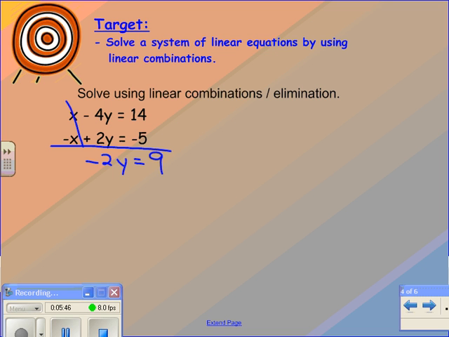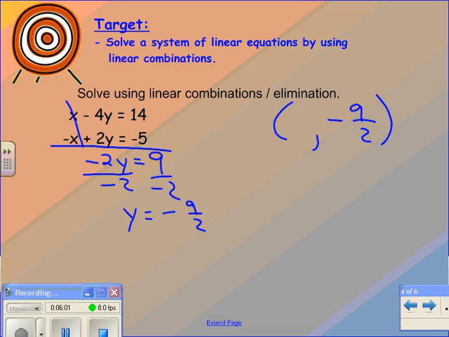So now I have to divide both sides by negative 2 to give me a y value of negative 9 halves. And so I'm going to make my little ordered pair here and put that negative 9 halves in for where the y value goes so that I know that it's there.